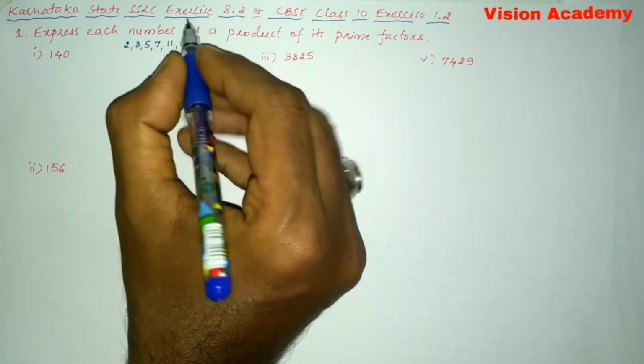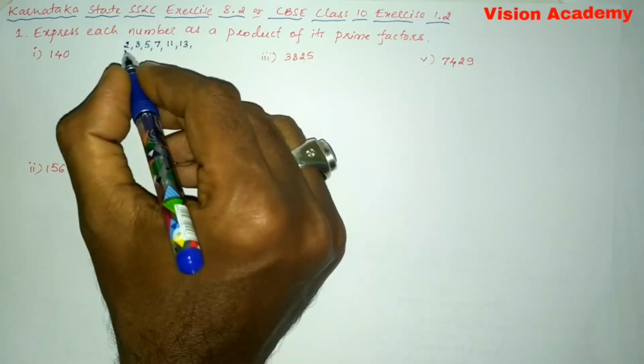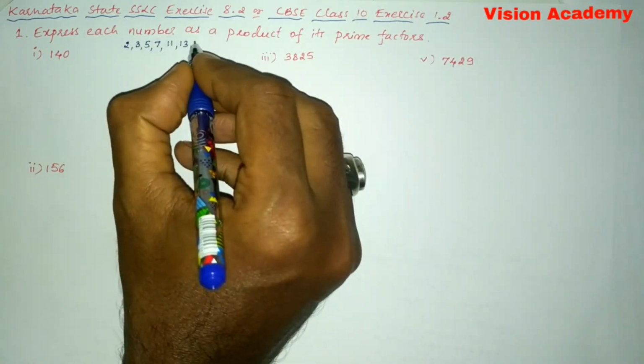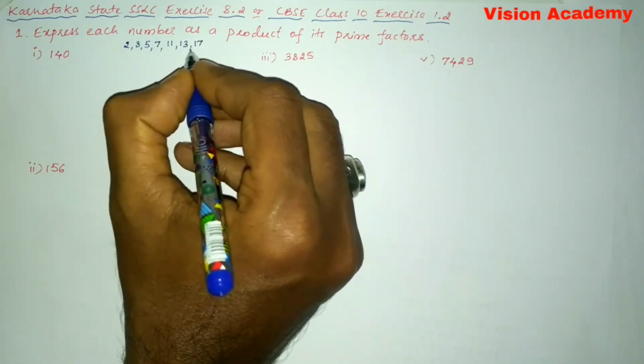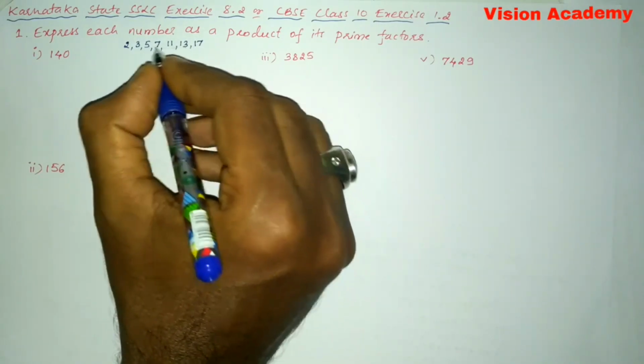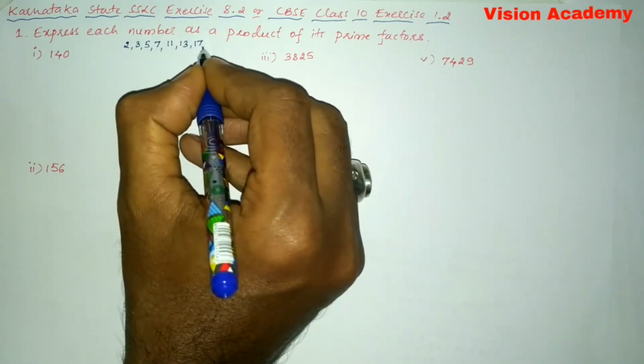It is not a prime number. Next we'll write 16. 16 is divisible by 2. Hence it is not a prime number. Next we'll write 17. 17 is not divisible by any of these factors. Hence 17 is a prime number.